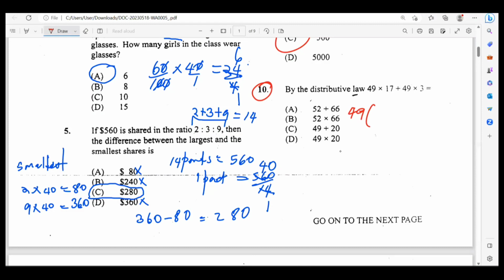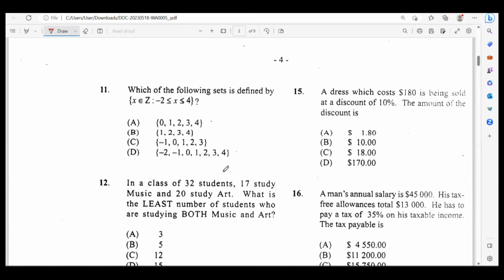So we factorize, you can quickly factorize out. I'm just giving you the principle again. Factorize out the 49 and you'll get 17. Factorize out that, you get plus 3, which means you'll get 49 times 20, and the answer is B. Many of us would have known the answer already because this question comes every time.